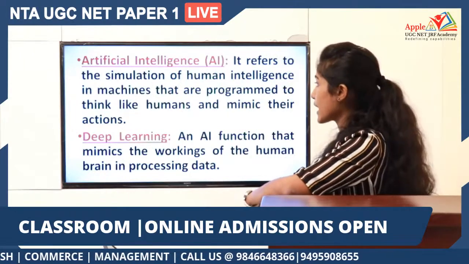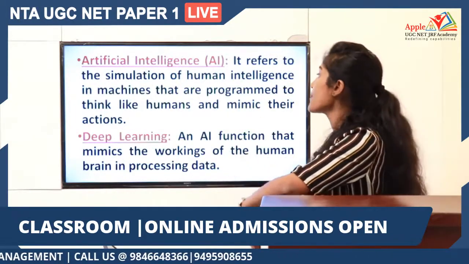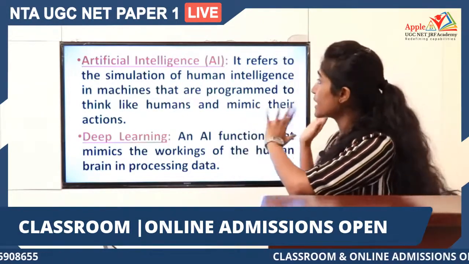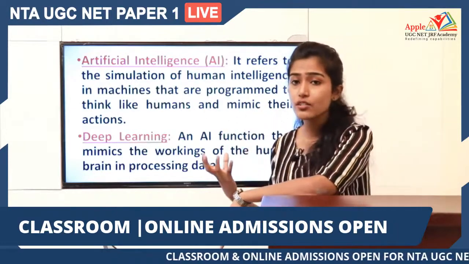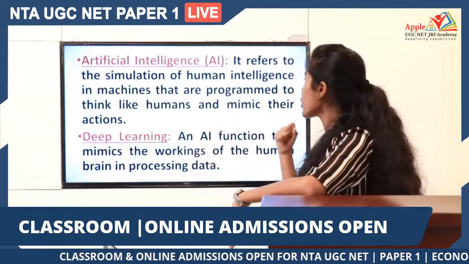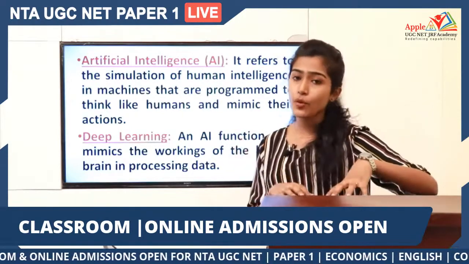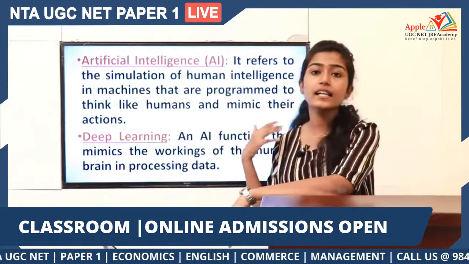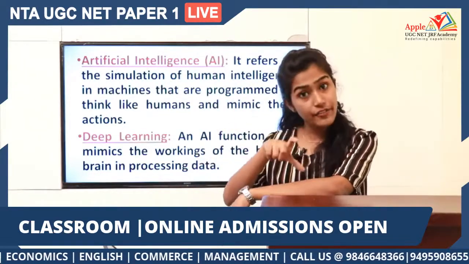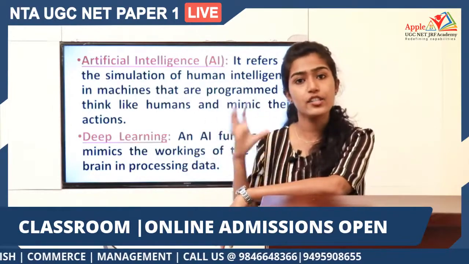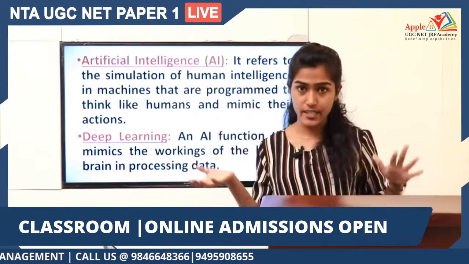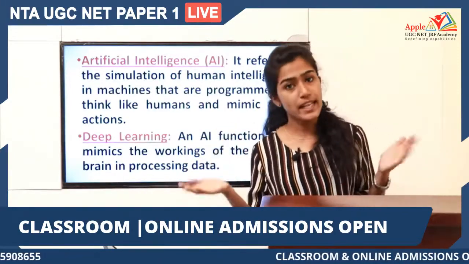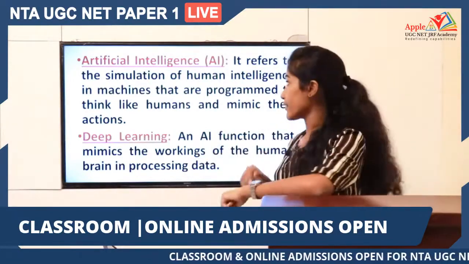It refers to the simulation of human intelligence in machines that are programmed to think like humans and mimic their actions. So basically, AI refers to the simulation or the imitation of human intelligence in machines. So the machines are programmed in such a way that they will think like humans, and they will mimic human actions. So that is AI, artificial intelligence. So intelligence is a peculiarity of human beings, and we are creating artificial intelligence. We are programming machines so that the machines can think like humans, or mimic the human actions. So that is the basic idea of artificial intelligence.